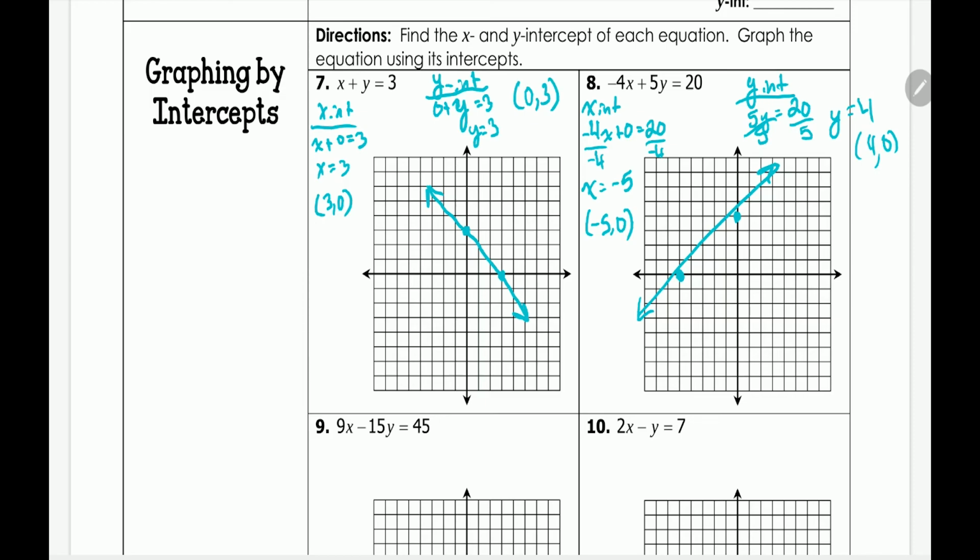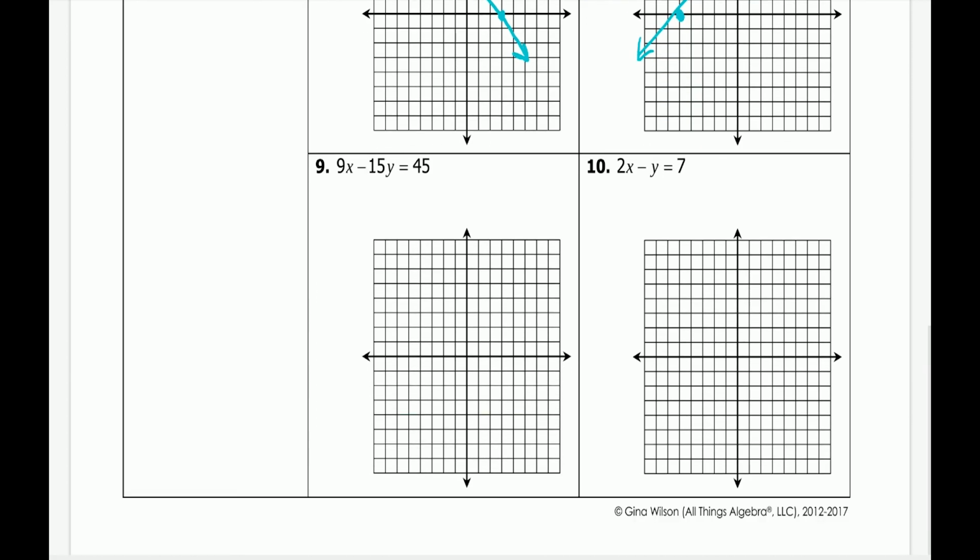And that's it. I want you to try 9 and 10 by yourself. Again, it's the same process. It's not hard. Find the x-intercept, find the y-intercept, graph them, connect the points. And that's it.